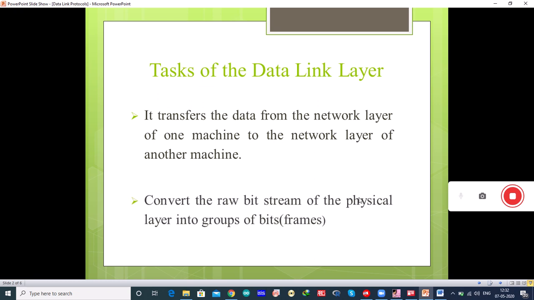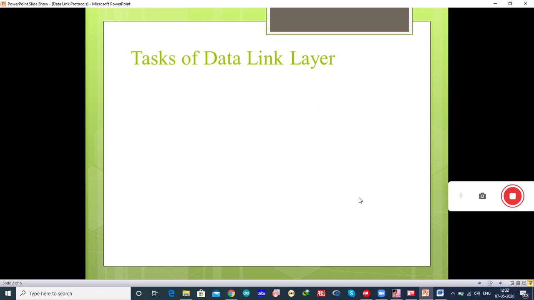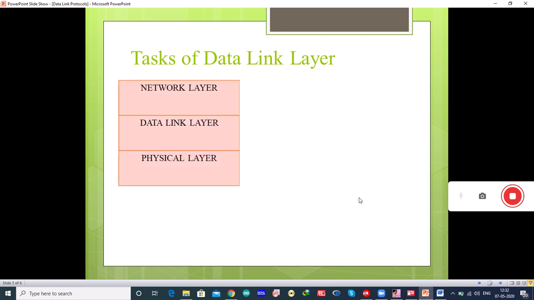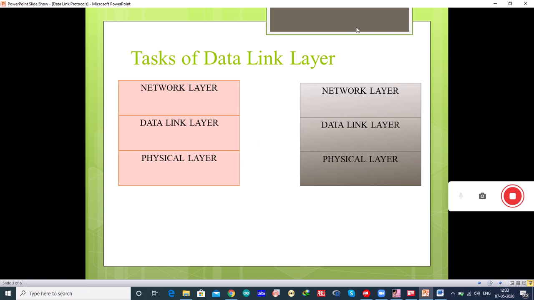It converts a raw bit stream of the physical layer into groups of bits called frames. See, this is how we can look at it. This is one node and this is another node. We are not concerned here about the other layers which are above this network layer. Remember that the network layer is concerned with the data across the network. It may take several such hops, but the data link layer is just concerned with a single hop. This is how we simplify things.